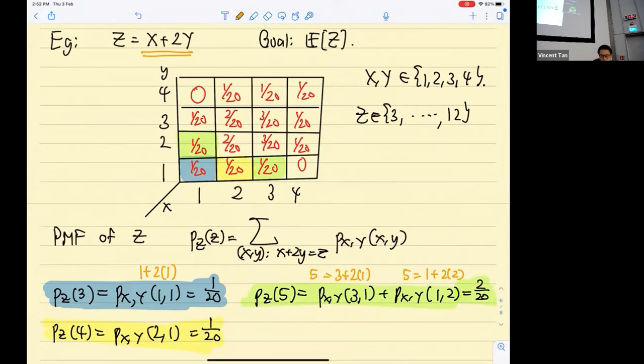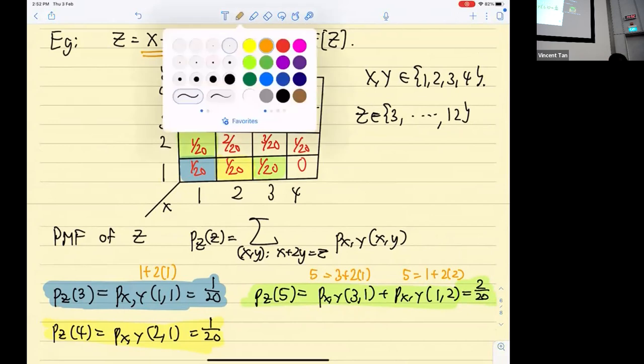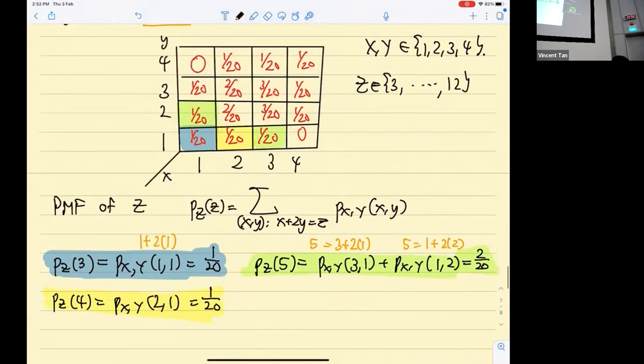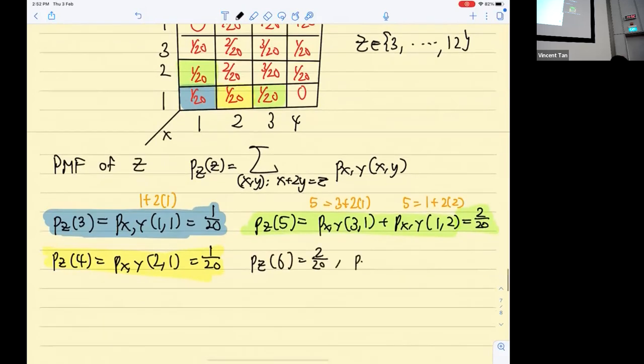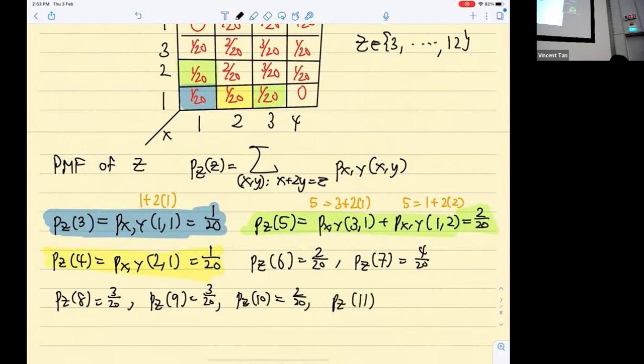Okay. So as you can see, this is a very painful process. And the book actually has given you all the numbers, and I'm not going to do it anymore. You can verify that all these numbers are correct or roughly correct. So you just have to track through everything. P_Z(9) is equal to 3 over 20. I'm going to do the last one. 2 over 20, P_Z(11) is equal to 1 over 20, and P_Z(12).